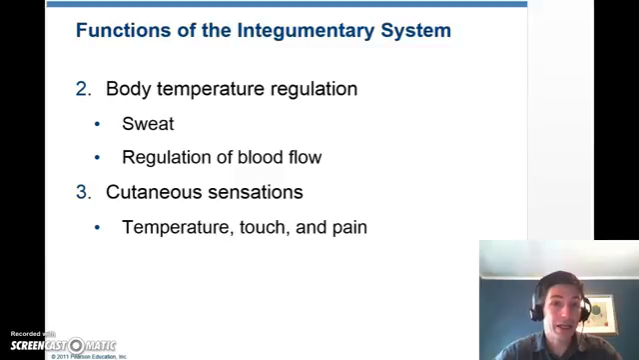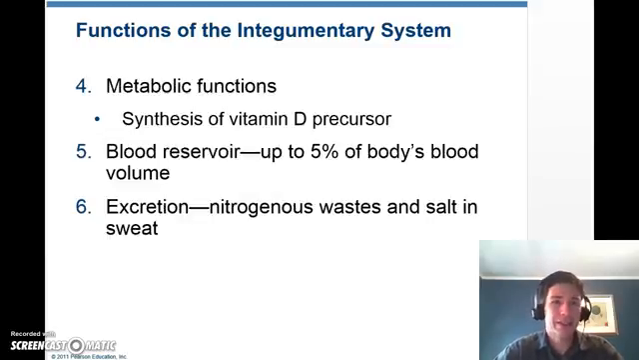Three is cutaneous sensations, which you need not expound upon. Sensation is sensation. The fourth function is metabolic functions. There are several. I would like you to be able to list producing vitamin D, or a chemical that is a precursor to vitamin D. It's also called the sunshine chemical. There's a chemical reaction that takes place in your skin because of the energy made available to it by the UV rays of the sun.